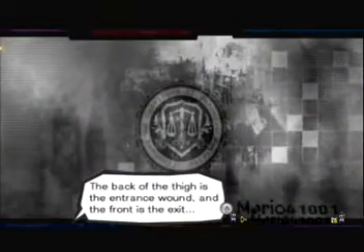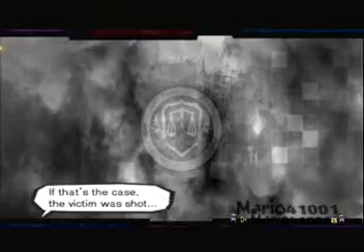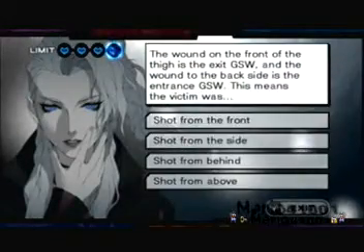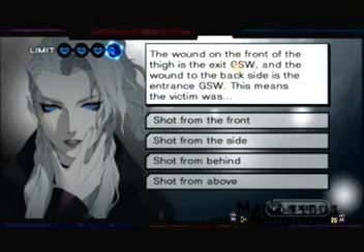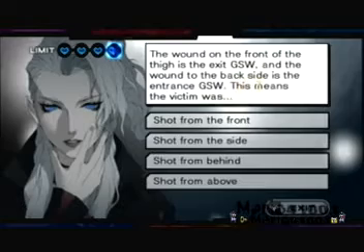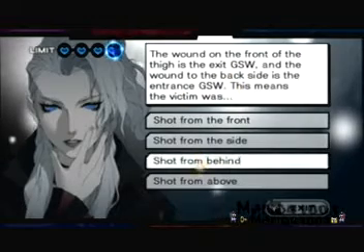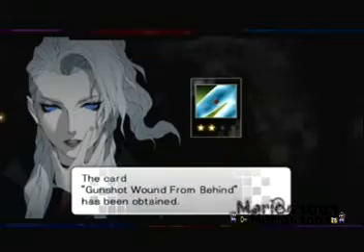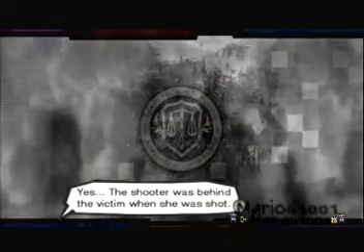The back of the thigh is the entrance wound, and the front is the exit. If that's the case, the victim was shot... Yes, the shooter was behind the victim when she was shot.